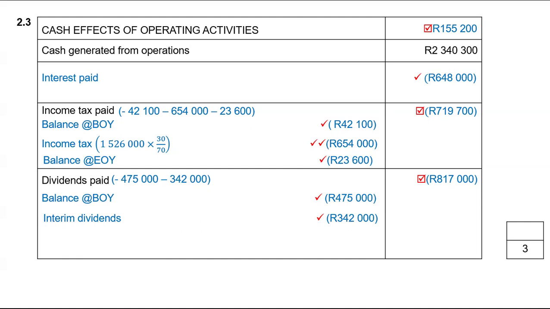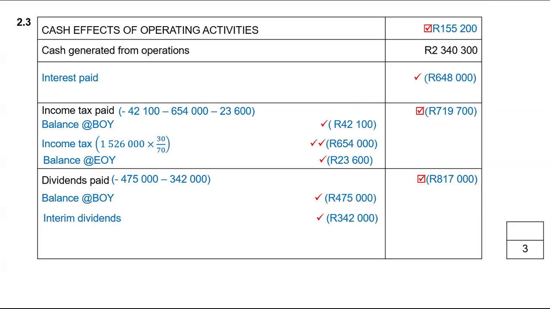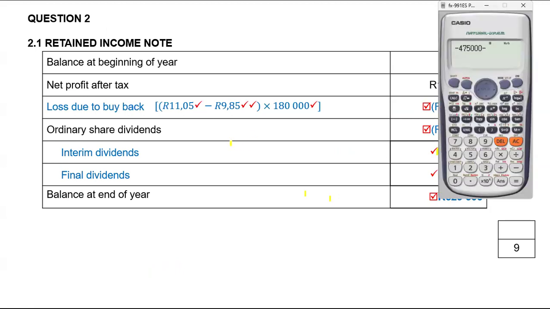But what is the other way for calculating that dividends paid? Here's the other way. You take your final for last year, and then it'll be 475,000. And then you take your dividends on ordinary shares for this year, which we got from retained income, and that will be 917,800. So you will put that in brackets, which is a minus when you put it in brackets.